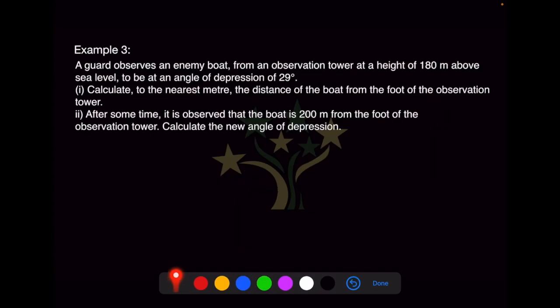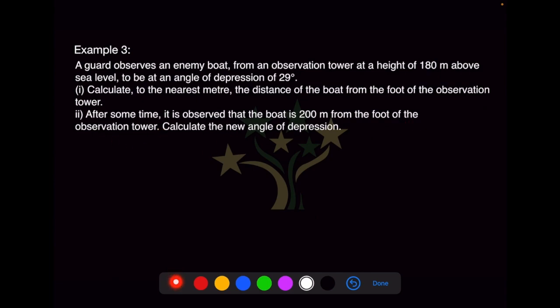The third example, the question is, a guard observes an enemy boat from an observation tower at a height of 180 meters above sea level to be at an angle of depression of 29 degrees. We have to calculate, to the nearest meter, the distance of the boat from the foot of the observation tower, and after some time it is observed that the boat is 200 meters from the observation tower. Calculate the new angle of depression.